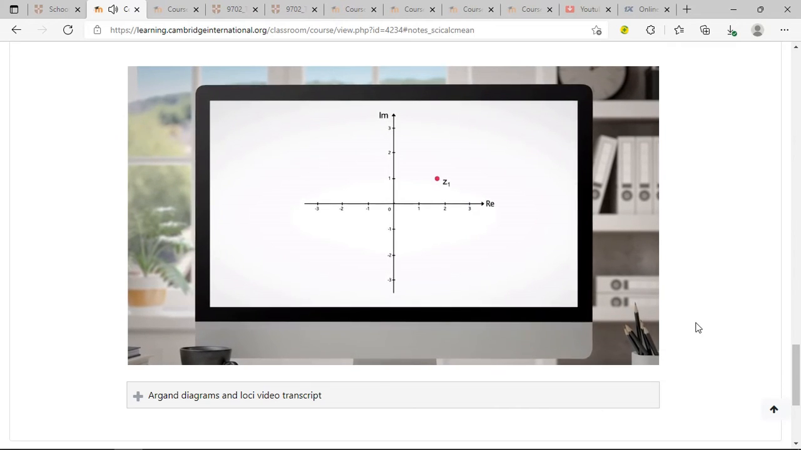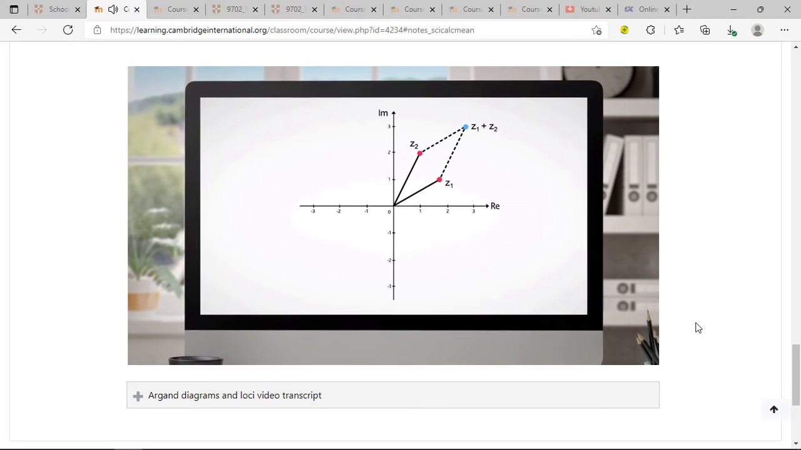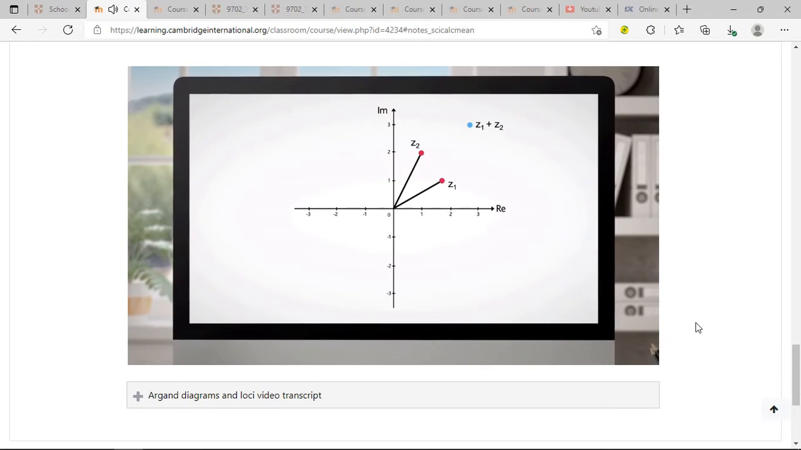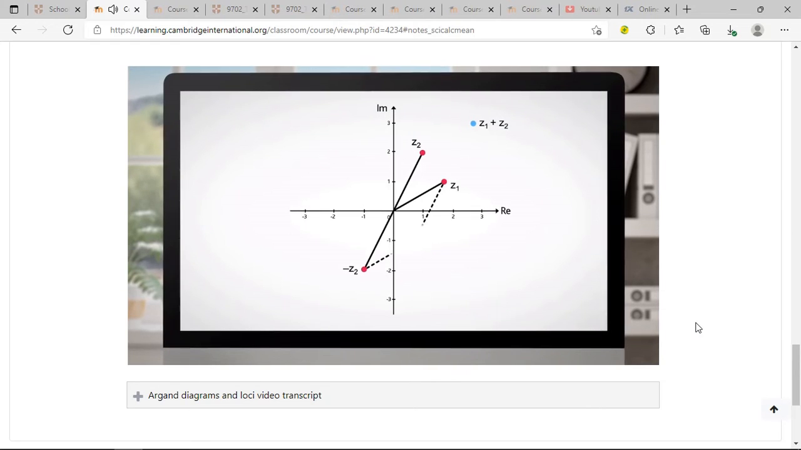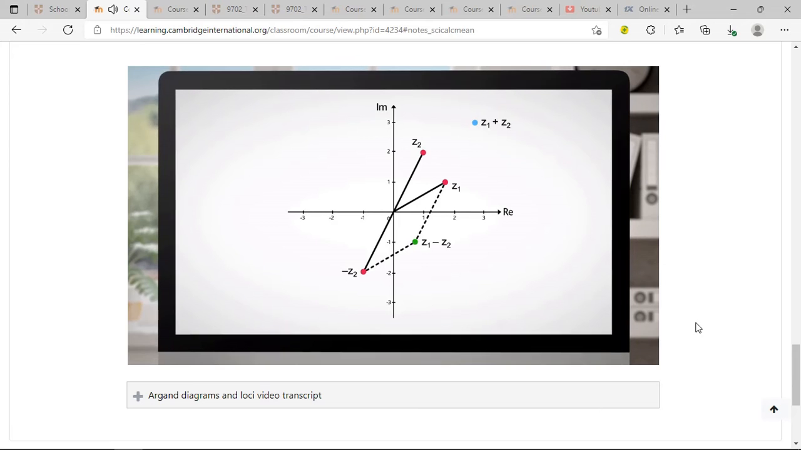Suppose you want to add z1 and z2. The sum of these two complex numbers is at the fourth vertex of this parallelogram. What difference does it make if you subtract instead? Similarly, when subtracting, you can visualize the result by drawing a different parallelogram.